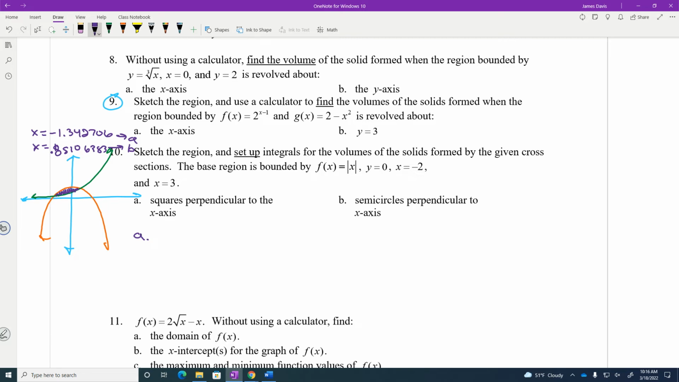And then we're going to do around the x-axis for our first one. I'm just going to say A to B because I just wrote them out and called them A and B. And the outer function is going to be 2 minus x squared, minus root 2 to the x minus 1 squared.